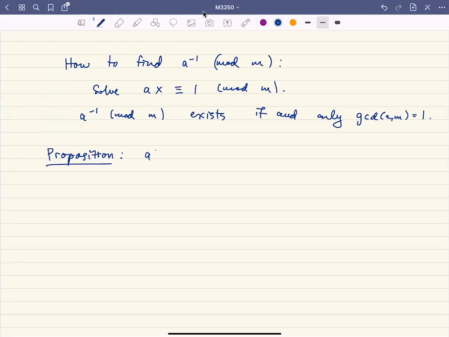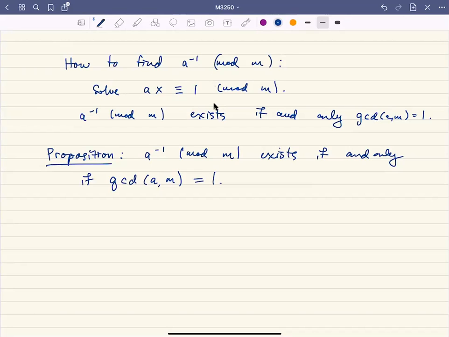It turns out that A inverse mod M exists if and only if A and M are relatively prime. Okay, so A inverse mod M exists if and only if A and M are relatively prime. That's really what we just proved in these few lines, plus using what we know before.